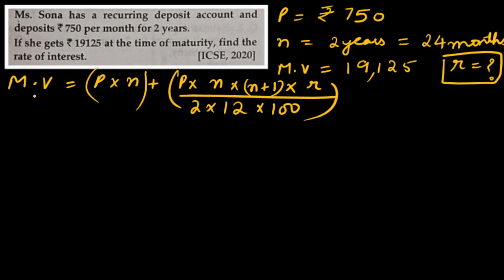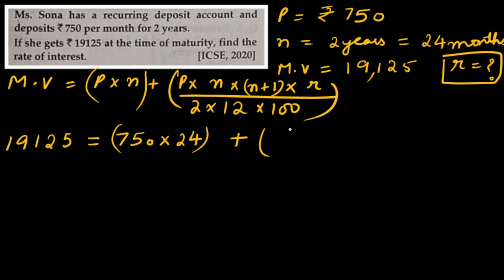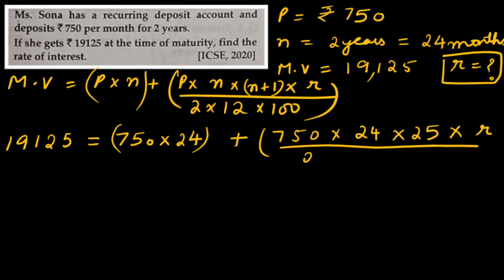So what is the value of MV? It is 19,125. I'm just substituting its value. P's value is given to us, 750. N is also given to us, 24, plus here also let's substitute the value. P is 750, N is 24, N plus 1, 24 plus 1 is 25. R we have to find, so let it be R itself. So 2 into 12 into 100.